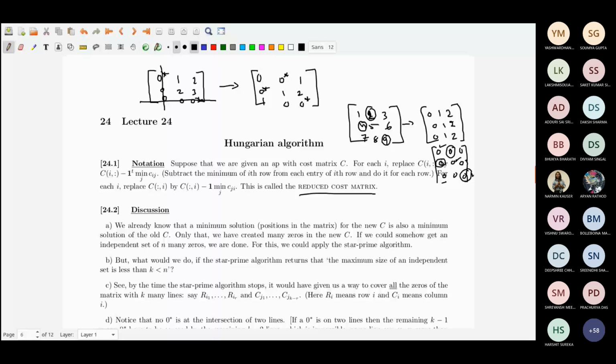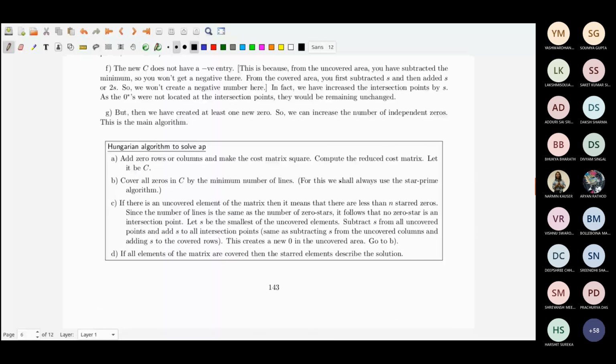In the beginning also, if I have more jobs or more persons, less jobs, the matrix is not square, then you make it square by adding 0 rows and columns. Okay, you make it square, and then compute the reduced cost matrix, that is by subtracting the row minimum, column minimum. And then the Hungarian algorithm says cover all the zeros in the matrix by the minimum number of lines.